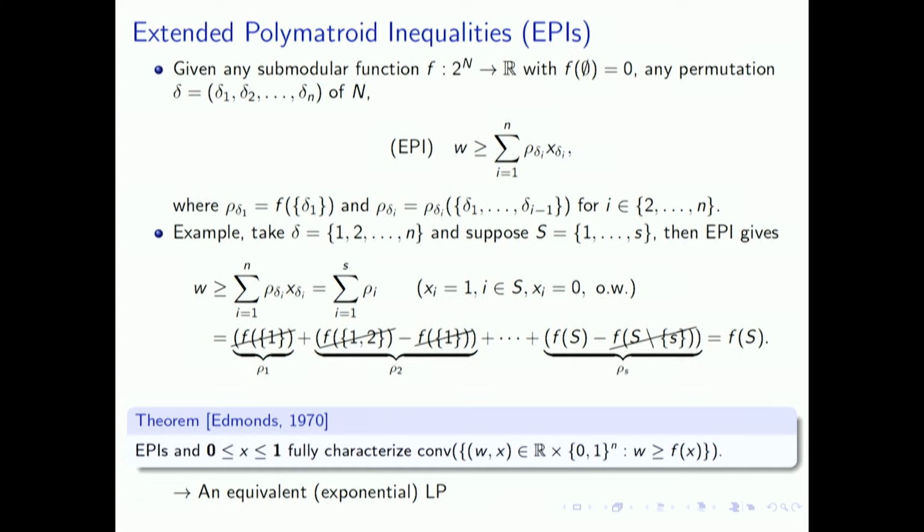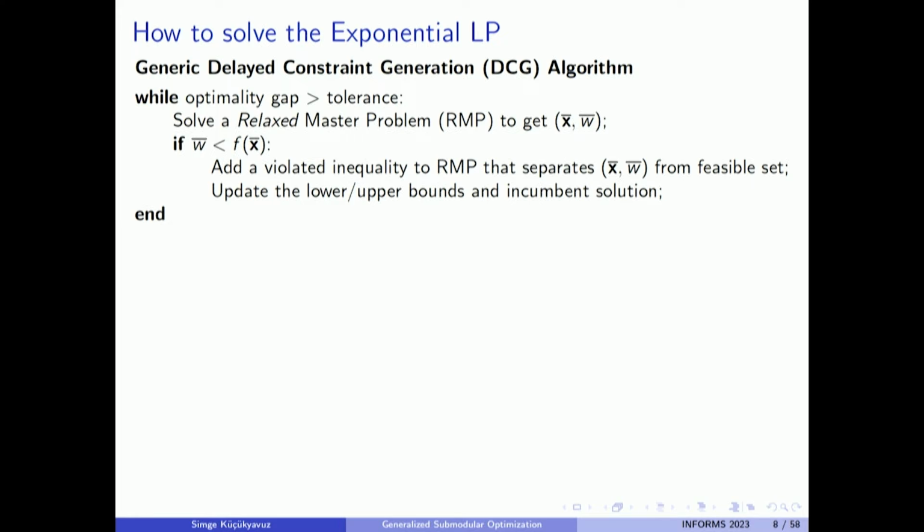What's more, these are the only inequalities that you need to define the convex hull of the epigraph of a submodular function, which means you can now rewrite this problem as an exponential size linear program. So, how do we solve an exponential size linear program? We typically use delayed constraint generation. You cannot enter this exponential LP at once unless you have very small ground sets. But you can actually use delayed constraint generation.